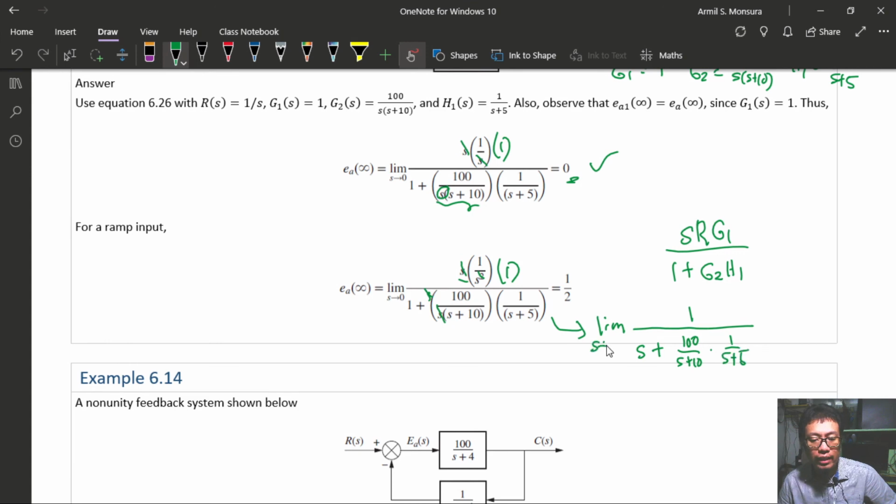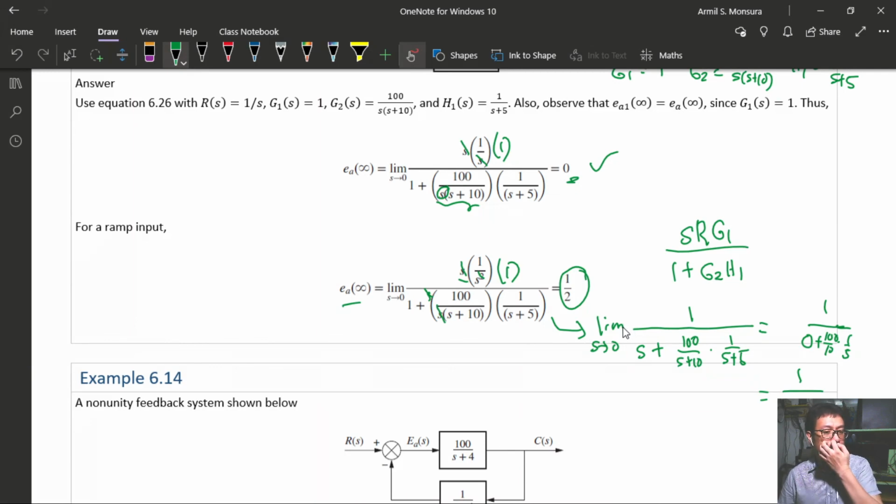Now, we evaluate that limit as S approaches 0. Okay? So, now, kapag in-evaluate natin yung limit, we will have 1 over 0 plus 100 over 10 times 1 over 5. Okay? So, yan ay magiging 1 over, yung 100 over 10 is 10 times 1/5. That's 2. Okay, so magiging 0 plus 2 yan. So, that becomes 2. So, ngayon, yung actuating signal natin for that becomes 1/2. Okay? So, you may want to verify that with the simulation. Okay?